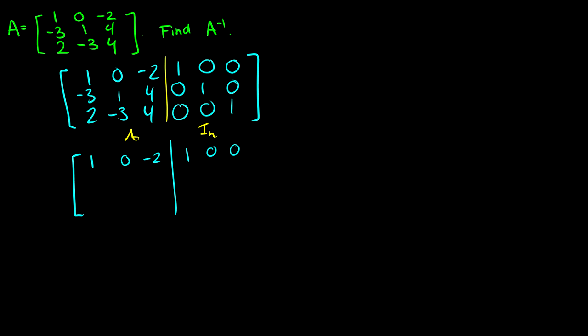So -3 plus 3 is 0, 1 plus 0 is 1, 4 plus -6 is -2, and then we have to do the same thing for the rest of our row. 0 plus 3 is 3, 1 plus 0 is 1, 0 plus 0 is 0. And then for the third row, we're going to subtract 2 of the first row. So 2 minus 2 is 0, -3 minus 0 is -3, 4 minus -4 is going to be 8, 0 minus 2 is going to be -2, and we're left with 0 and a 1.